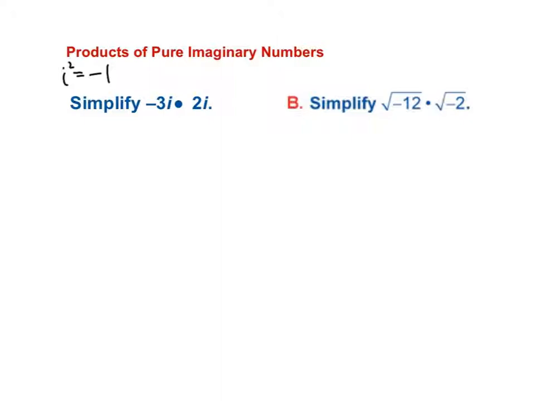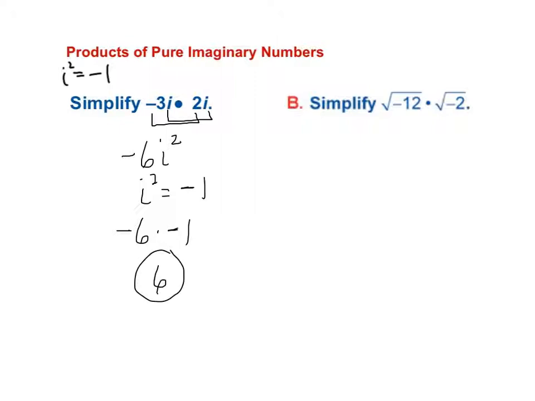So you can actually multiply i's together. You treat them like they're variables, but they're not variables. i is not a variable. i is just i, but it still has the same kind of properties. So to simplify this, you would multiply the non-i parts together, -6, and then you would multiply the i parts together, i squared. You would remember that i squared is equal to -1, and you would have -6 times -1, which is 6.